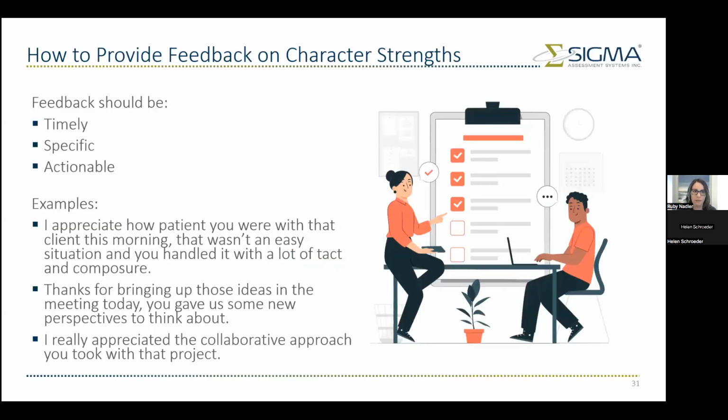And when you give feedback, here are the best practices for feedback. It should be timely, specific, and actionable. I've got some examples here. People learn best, and feedback is most helpful, when it fairly closely follows a situation, right? Because if you bring up something from a year ago, if it was really salient, they might remember it.